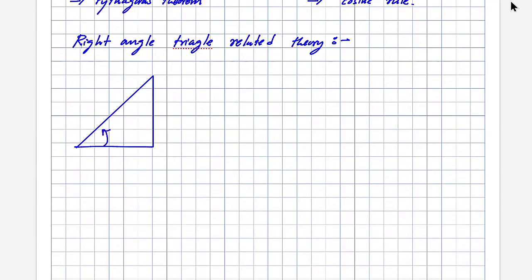So you have this angle theta, and this is going to be R here. This side is Y. This side is X. Now we will define our sine cos tan using SOHCAHTOA. Sine theta is equal to Y divided by R. Cos theta is equal to X divided by R. Tan theta is equal to Y divided by X.